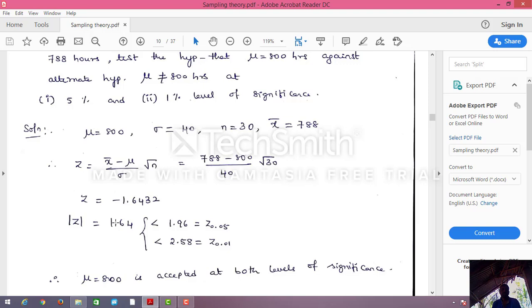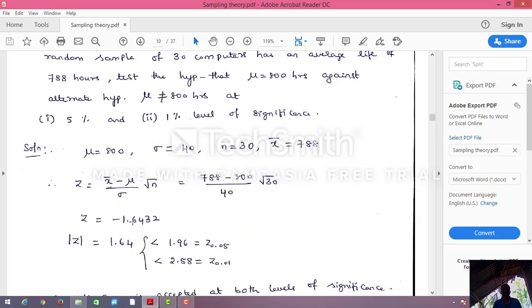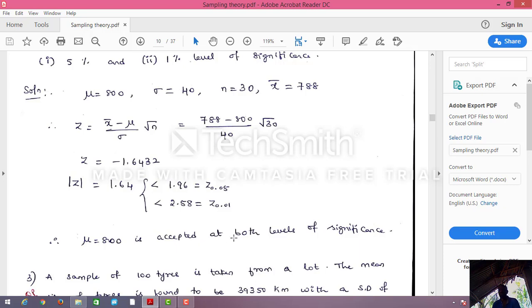See, 1.64 is less than 1.96, that is the 5% level of significance. This 1.64 is also less than 2.58. So whatever value you get, if it is less than the 5% level of significance and less than the 1% level of significance, it means the test is accepted. So the mean of 800 hours is accepted at both levels of significance.